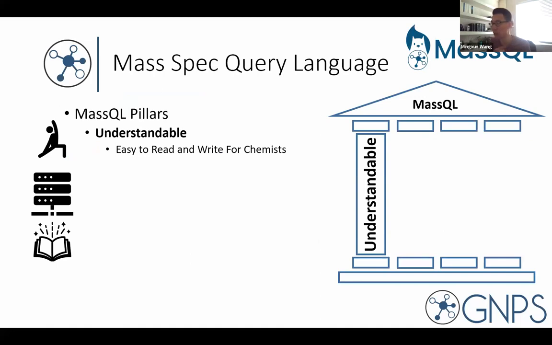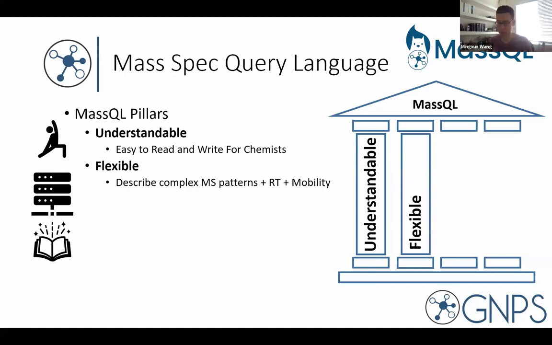One of the tools that we've been building, and it's available for use today if you want to try it out, is called the mass spec query language, MassQL for short. There are several pillars that we want to build on for this particular tool. The first is that it's understandable. It needs to be easy to read and write for chemists. A lot of you don't want to write big tools in Python or whatever that take a lot of time to debug. We want it to be simple and succinct.